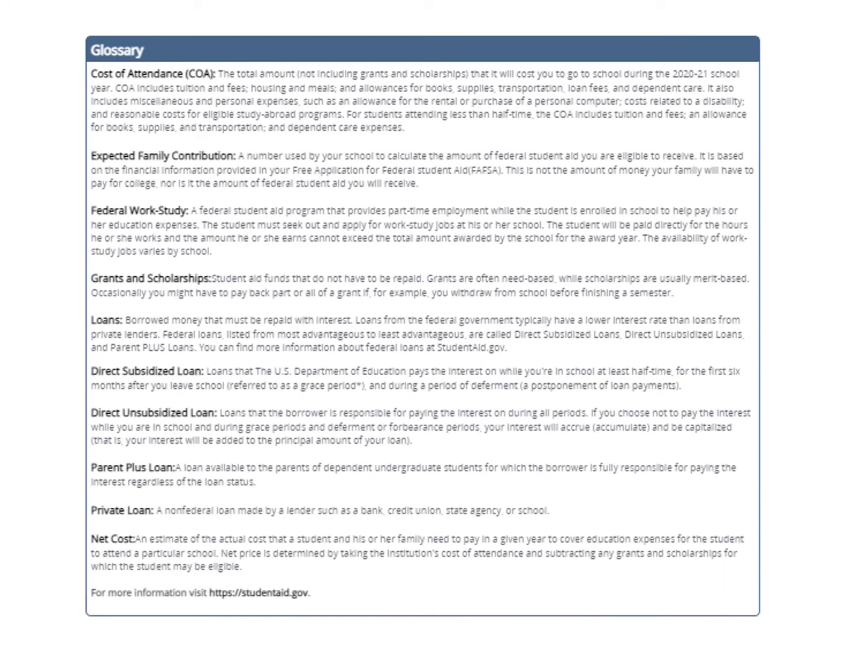There's a glossary at the bottom of your college financing plan. It goes over the definitions of some of the technical terms, but we'll discuss them together as we go through how to read this college financing plan together.